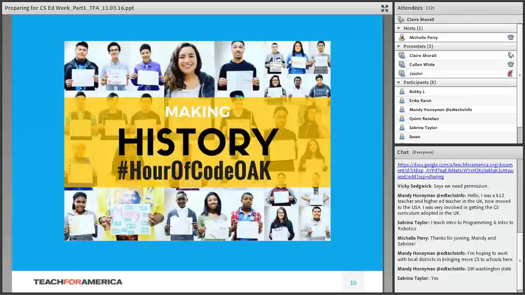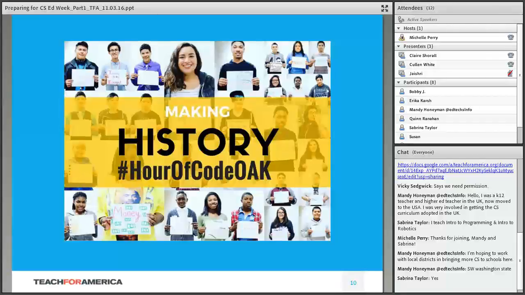And what you see in this image are our students who we deemed quote-unquote code champions. They were students from high schools across the city that we engaged in order to run the Hour of Code Oak, which was what we deemed our CS Ed Week activities last year. These students come from 12 of our 16 high schools. They came in teams of 3 to 6 students per high school. And what they're holding up on the sign is actually what coding means to them. I know you can't see too many given the overlay, but it was a powerful group.